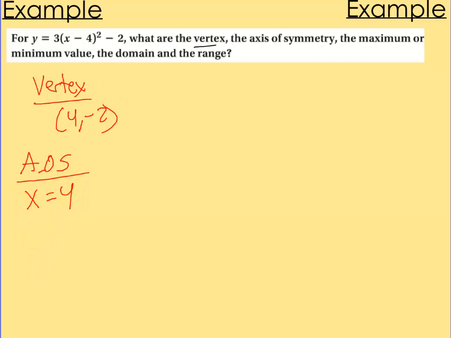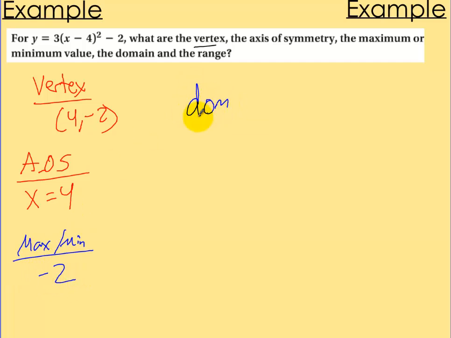Let's see, next one, maximum or minimum value. So that's basically at the vertex. The maximum or minimum is actually going to be the y value at the vertex. So the maximum value, or minimum, whatever that is, is -2. Now let's talk about the domain and range.